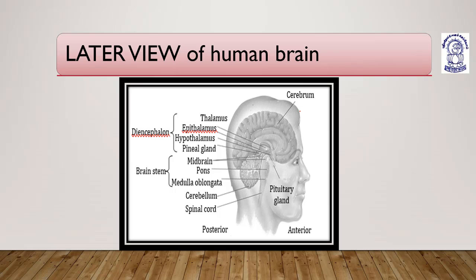You can see this part is cerebrum. This is the pituitary gland. This is the posterior part. This is the anterior part of the body, especially head, cephalic index. This is the spinal cord which is running down. This is cerebellum. This is medulla oblongata, which continues to form the hindbrain part of the brainstem. Pons varolii, midbrain, pineal gland, hypothalamus, epithalamus, which are the part of diencephalon, thalamus, epithalamus, hypothalamus, pineal gland.